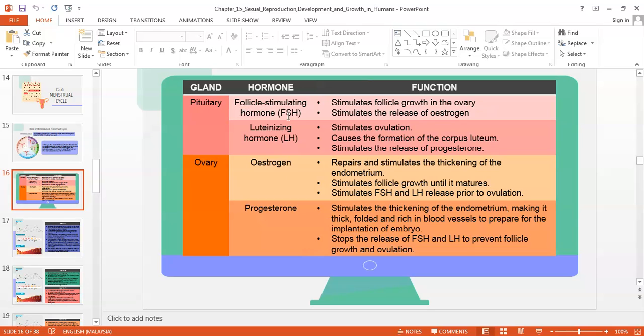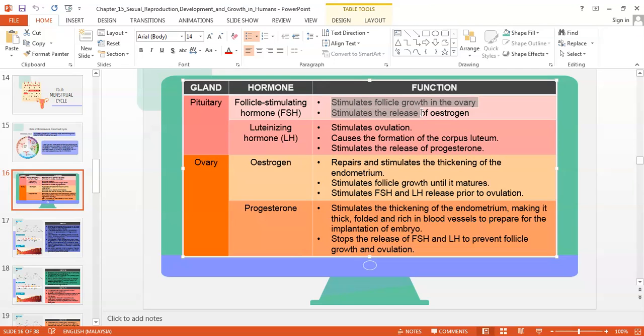Okay, first kita tengok dulu follicle stimulating hormone. Dah nama dia pun follicle stimulating hormone, jadi dia stimulate the growth of the follicle. Dan stimulate the release of estrogen. Luteinizing hormone stimulate ovulation and causes the formation of the corpus luteum.